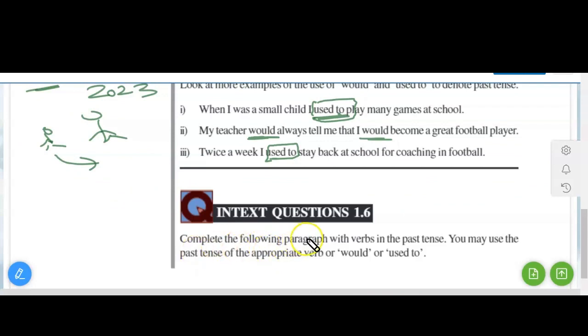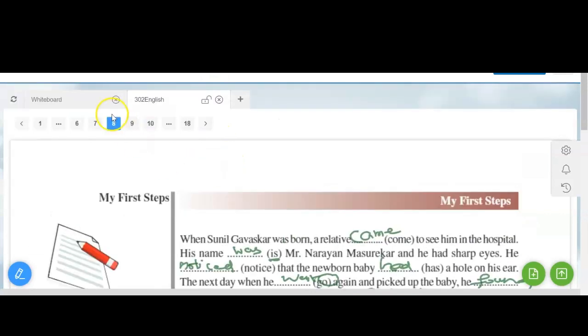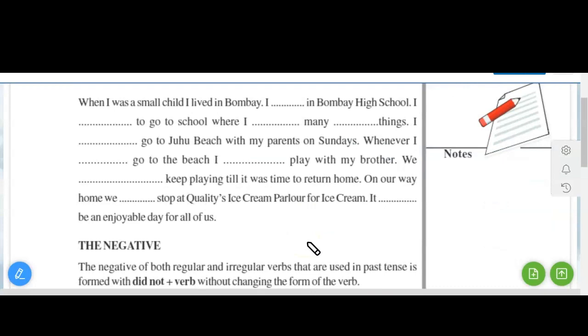Next one is, complete the following paragraph with verbs in the past tense. You may use would, or used to. Let's check. When I was a small child, I lived in Bombay. I blank in Bombay High School. So I studied. Instead of learn, studied is the word. I used to go to school and where I learned many things. I think here this blank is not required.